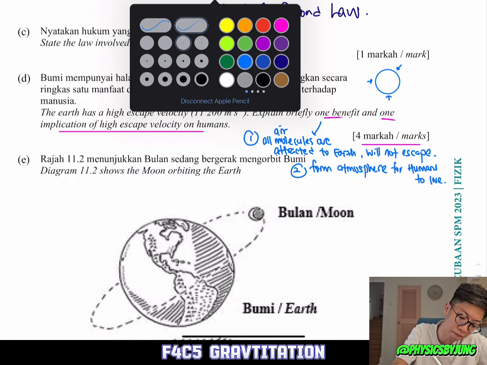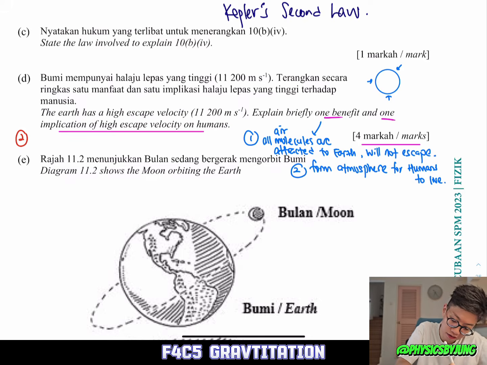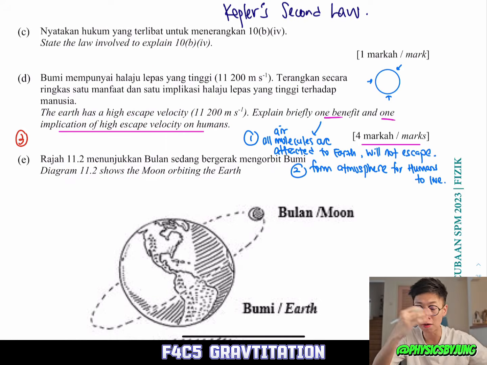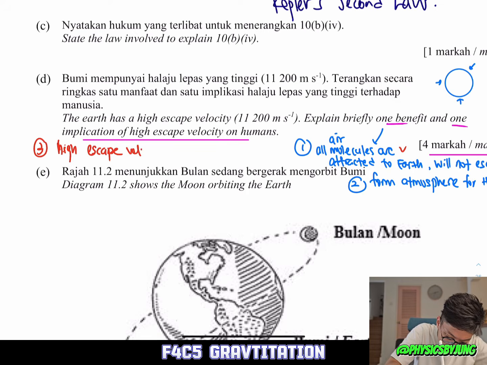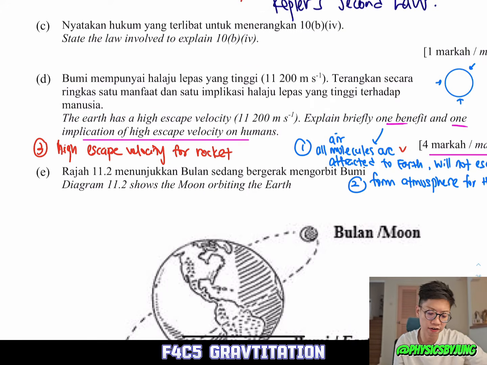But what's the implication? What is the disadvantage? So the third mark, I'm going to talk about the negative. So your implication is the negative one. What's so bad about it? We can just say the bad is that it has a high escape velocity for rockets, or for the space shuttle or whatever. So if you have high escape velocity, then there's a problem.